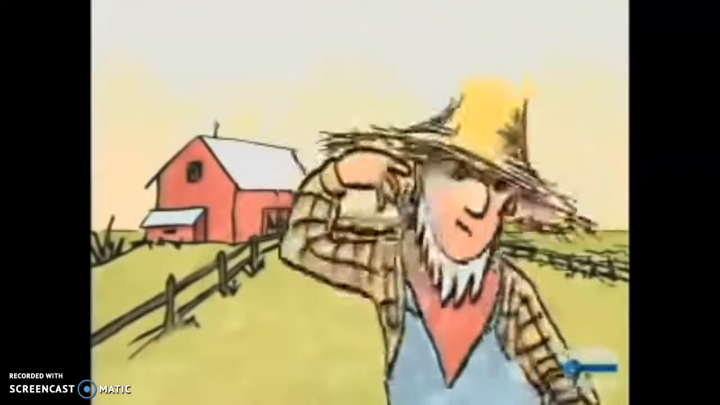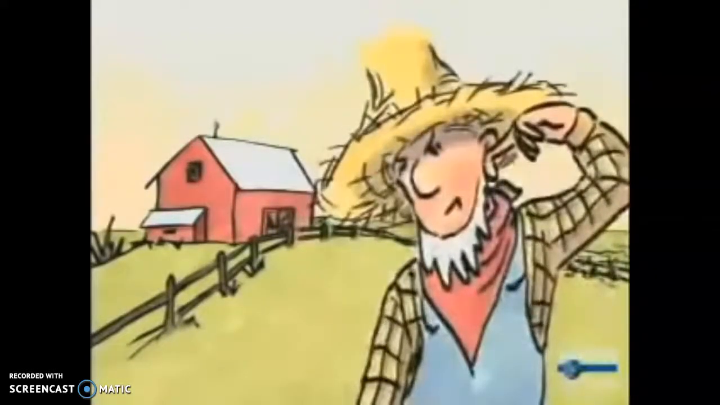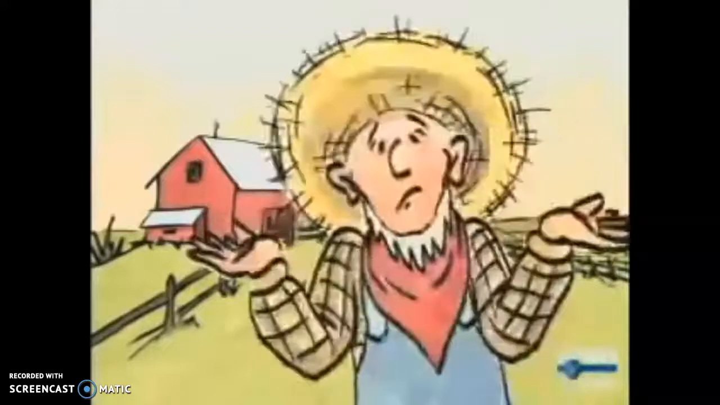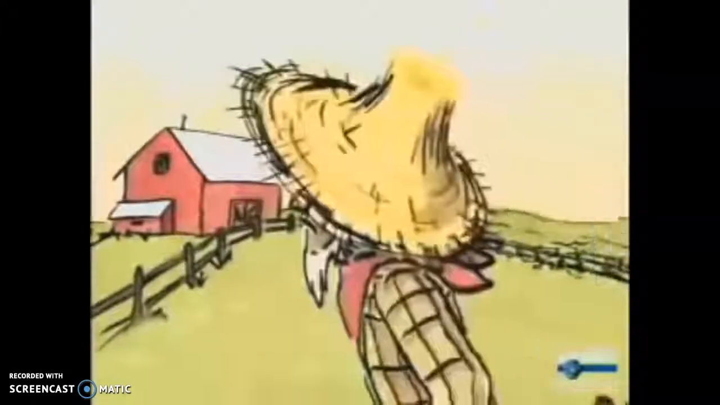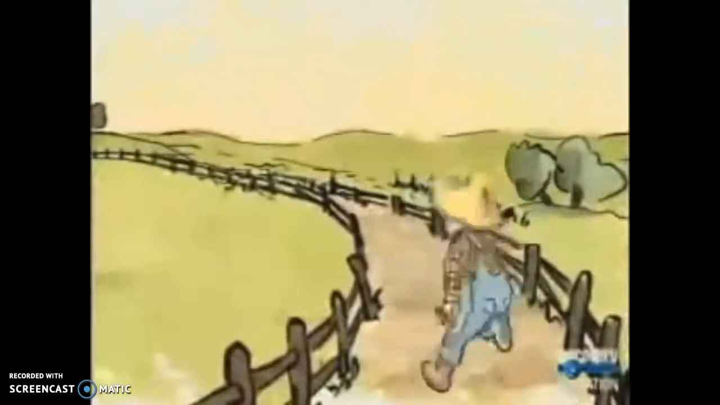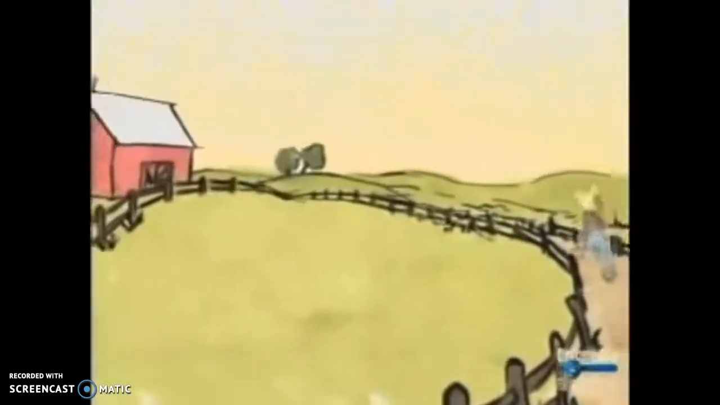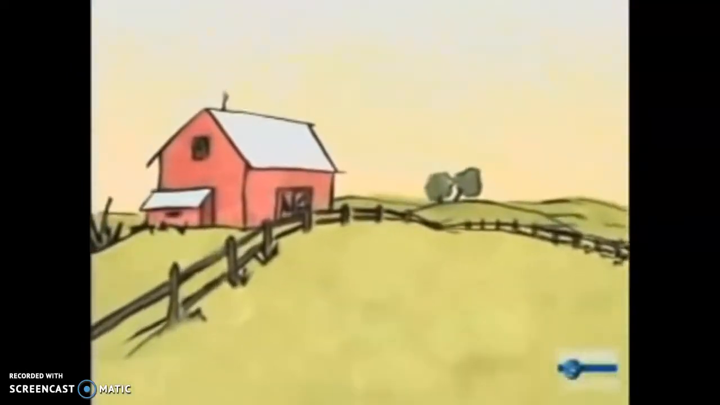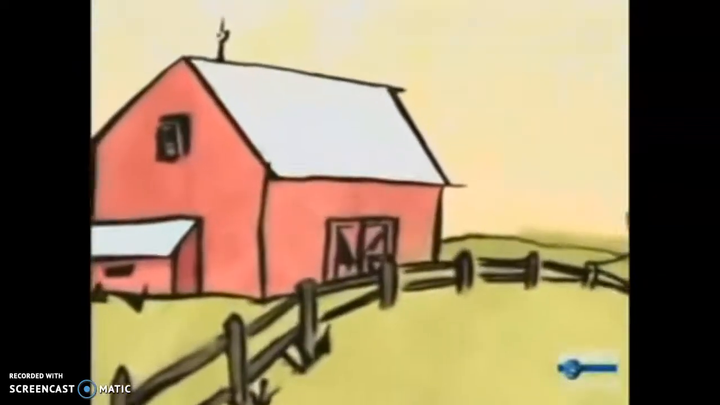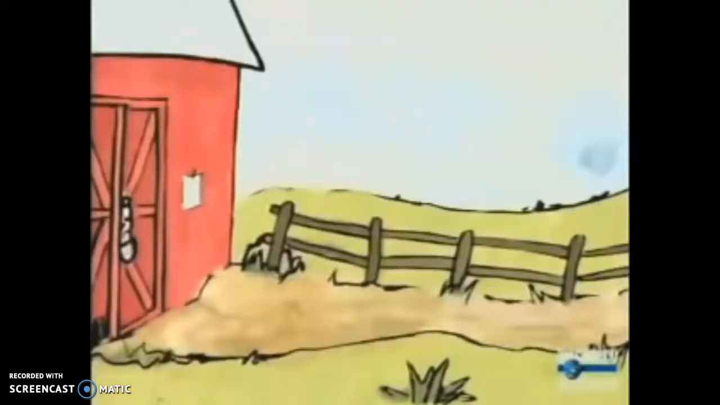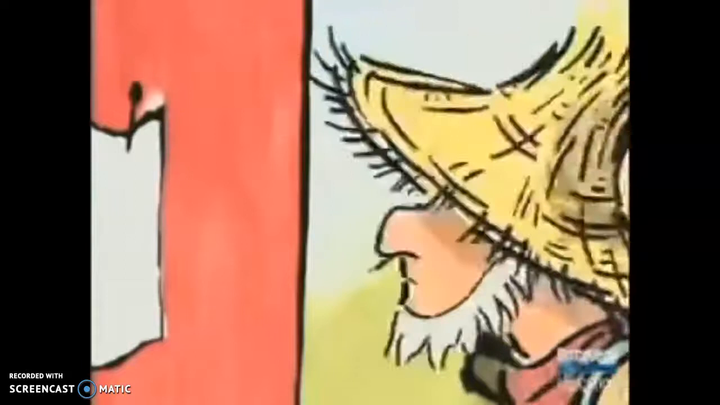At first, he couldn't believe his ears. Cows that type? Impossible. Click, clack. Clickety, clack. Then he couldn't believe his eyes.